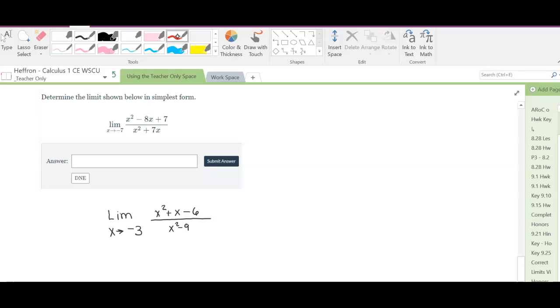For any algebraic limit problem, and when I say algebraic, I mean there's no graph, I always start by plugging in the number. Because that's just going to tell you what the y value is right there at -7. So we'll have -7, square that whole thing, -8 times a -7 plus 7 over -7, square that whole thing, plus 7 times -7.